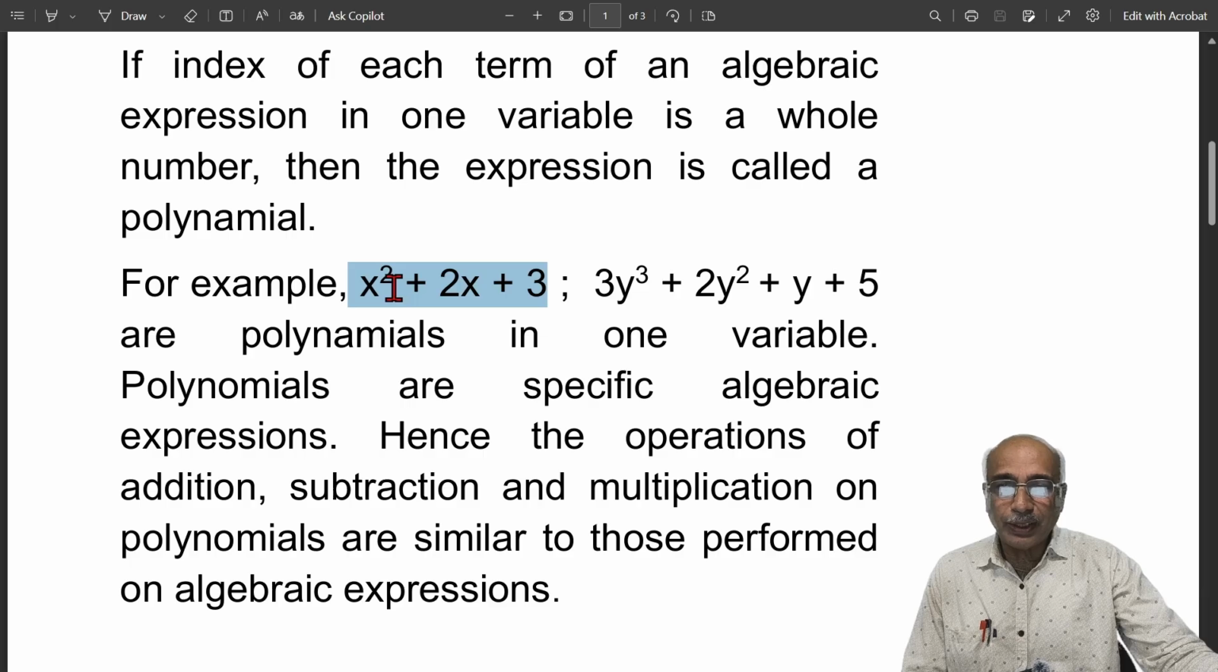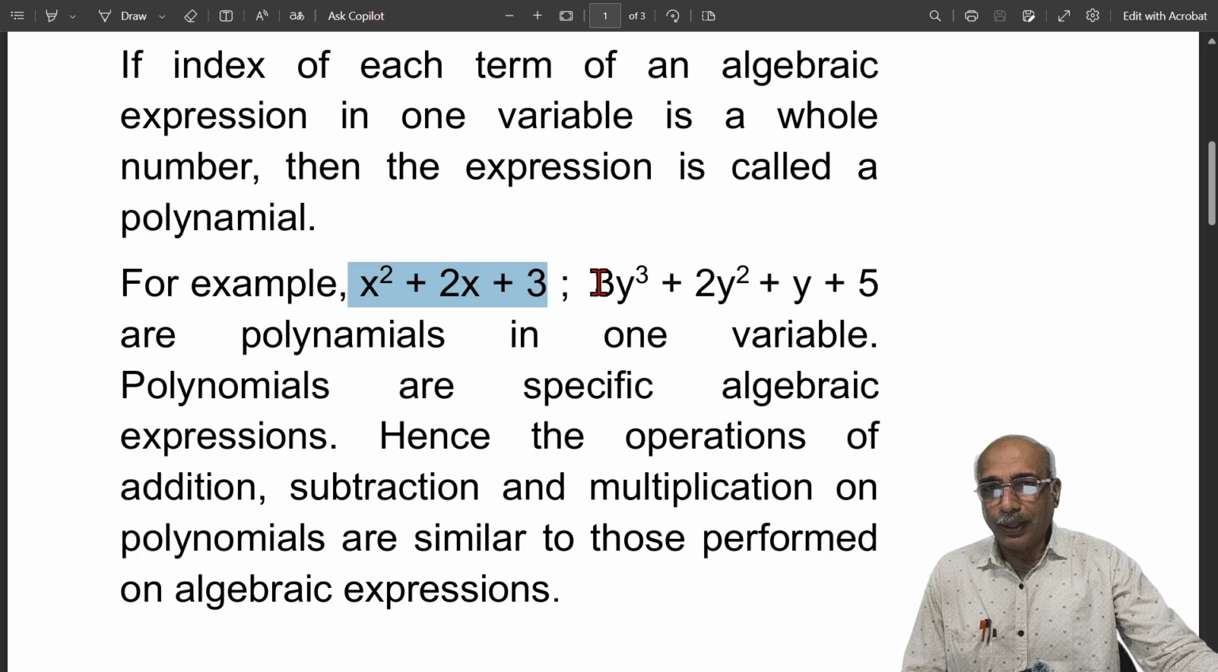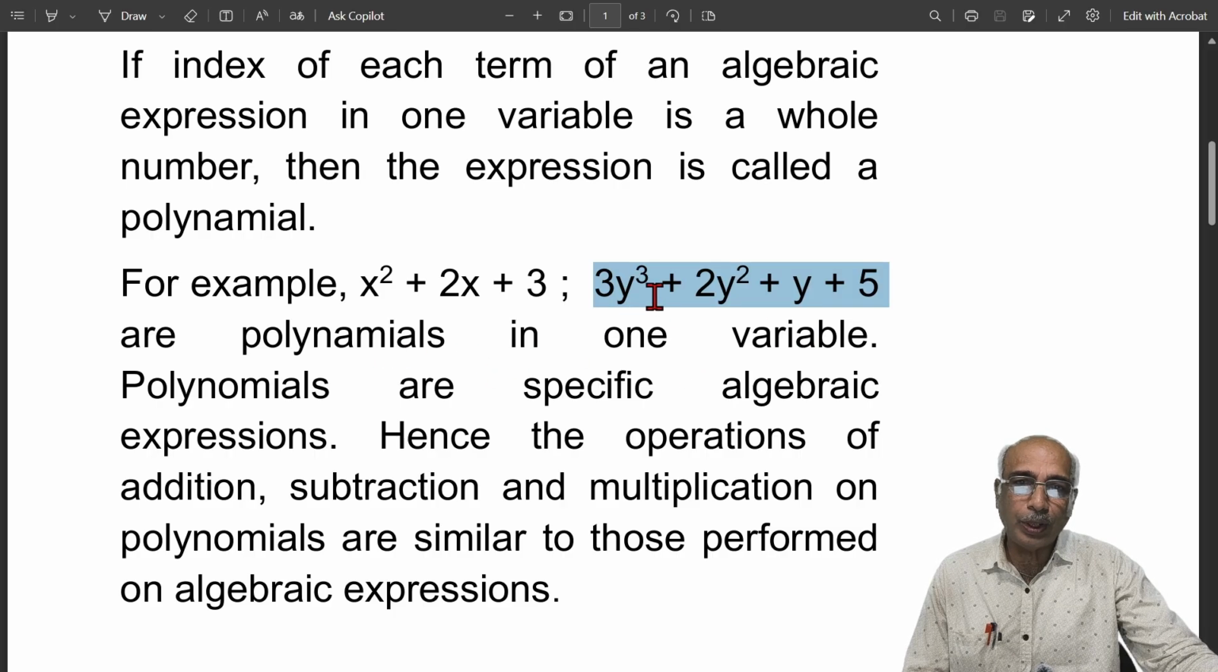What is the index form here? That is raised to power 2. It is a whole number. You know whole numbers start from 0, 1, 2 onwards. Another example here is 3y cube plus 2y square plus y plus 5. This is another example of a polynomial in one variable. One variable means only the y term is used in the second example. In the first example we have used the x variable.